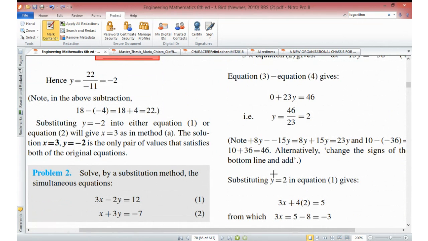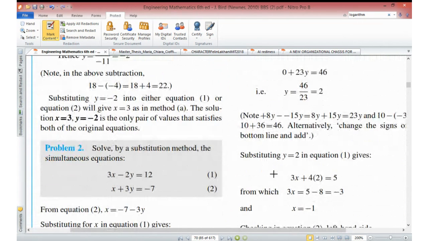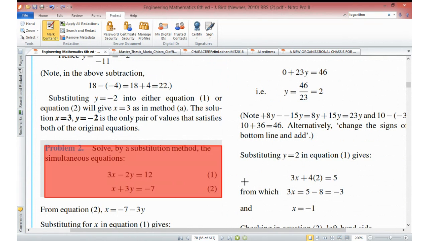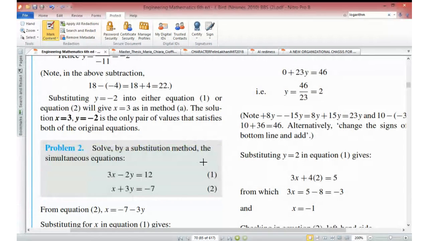Okay, so unless there's a question on substitution and elimination, I'll give you 2 or 3 minutes to solve problem 2.